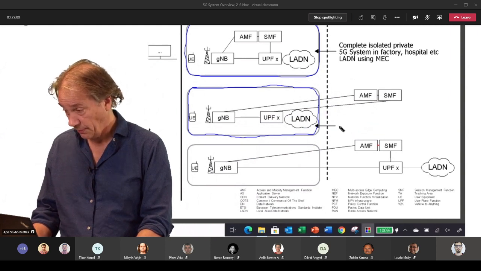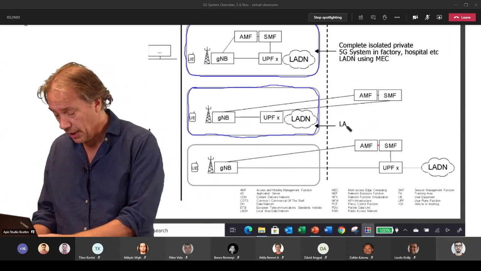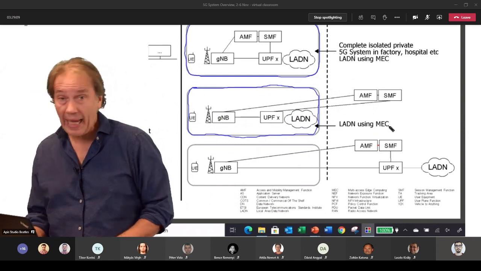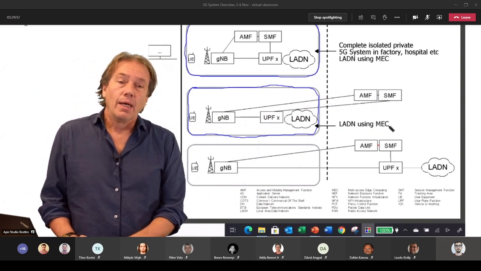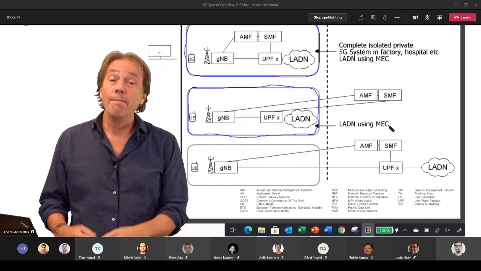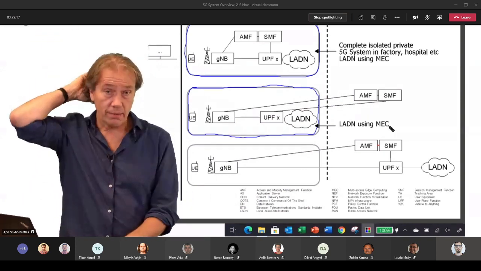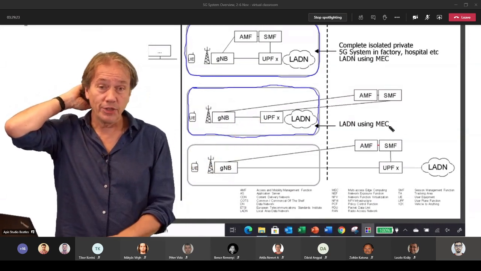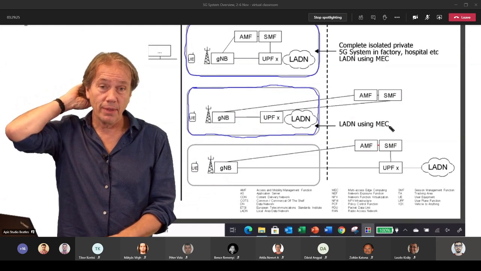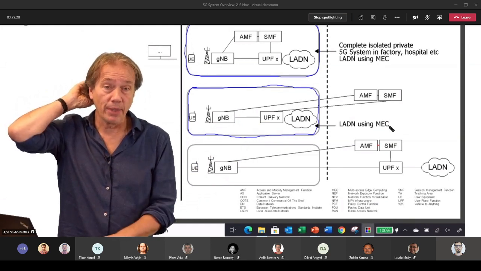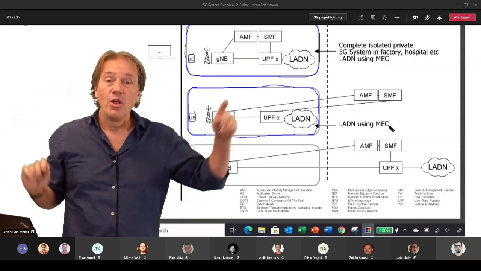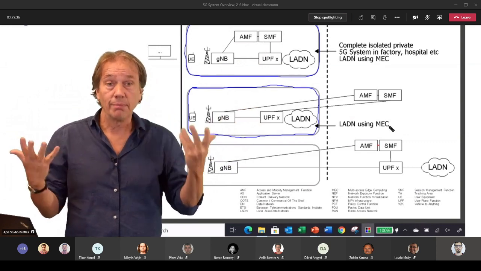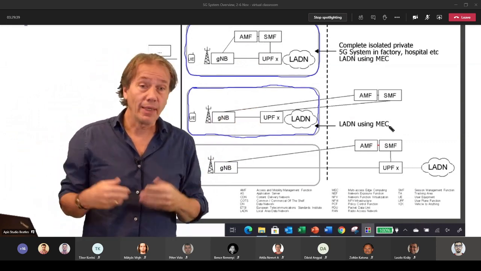This is still a local area data network, still using edge computing, but maybe the network itself is owned, managed, controlled by a telecom operator rather than the company itself. Actually, you cannot see from any of these pictures who owns the network. So I'm just kind of inventing examples here.